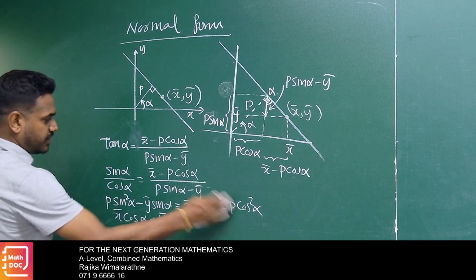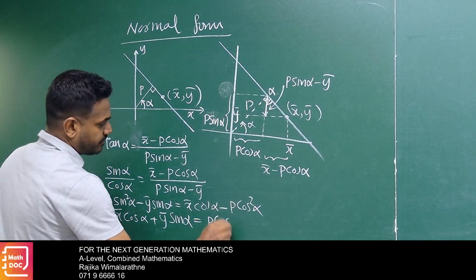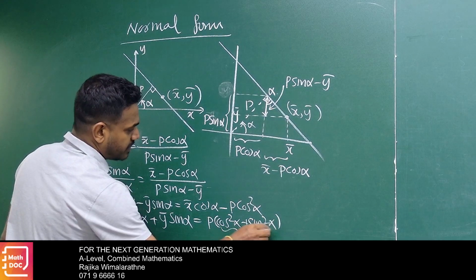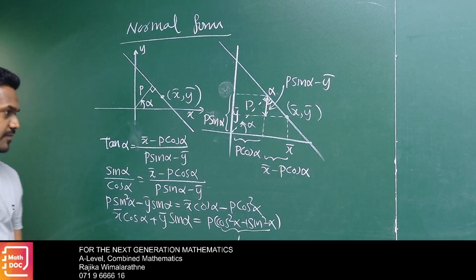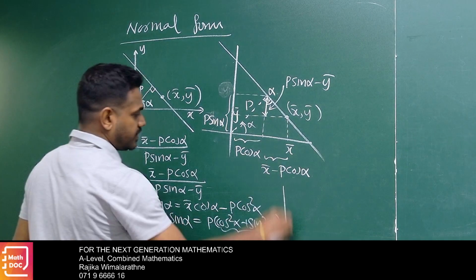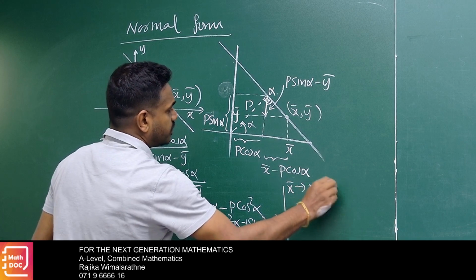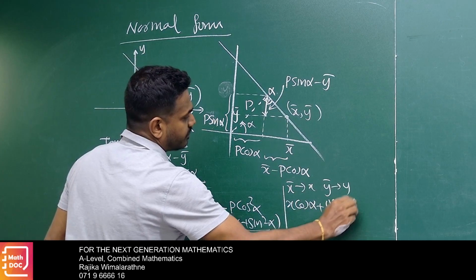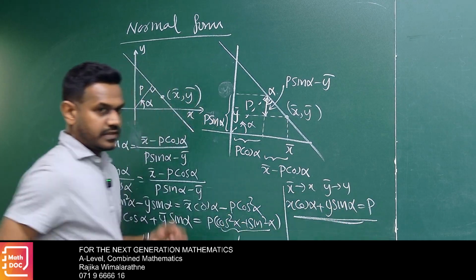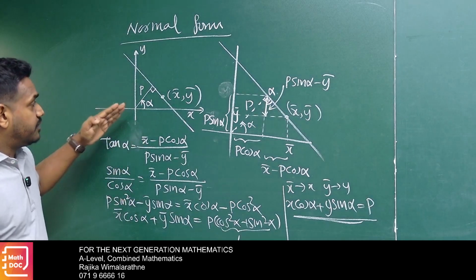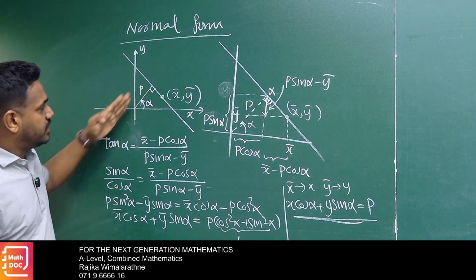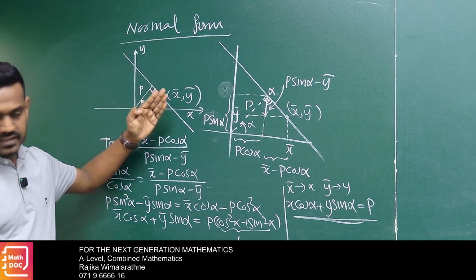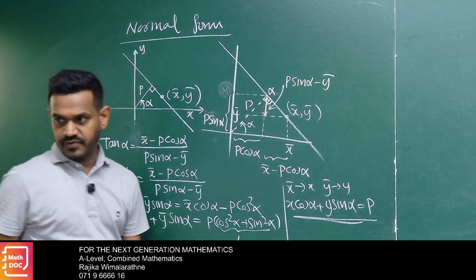Then take P cos squared alpha to the other side: cos squared alpha plus sin squared alpha. We know cos squared plus sin squared is 1, no? Trigonometry. Then later you take x bar as x, y bar as y, then x cos alpha plus y sin alpha equals P, no? So you remember that equation directly. Here P is the perpendicular length from the origin, and that perpendicular makes angle alpha with the positive direction of the x-axis, in the anticlockwise sense. So for that data we can write that formula.